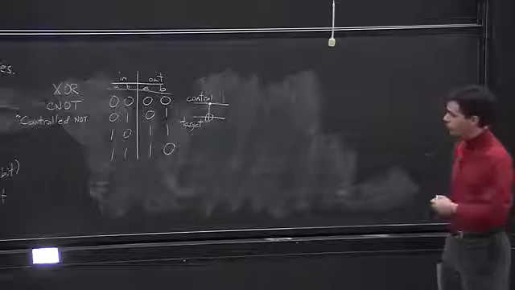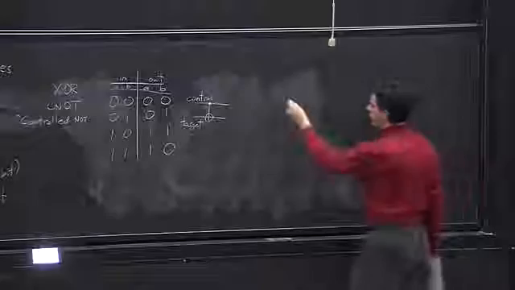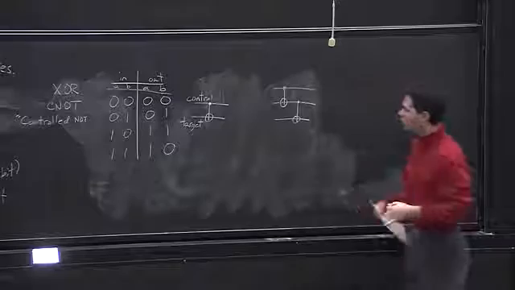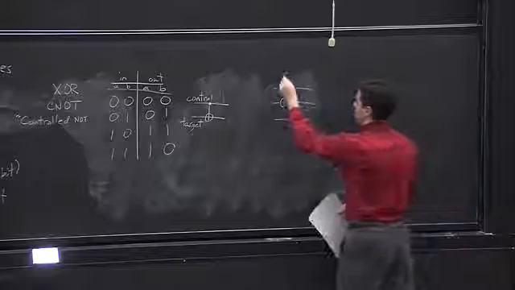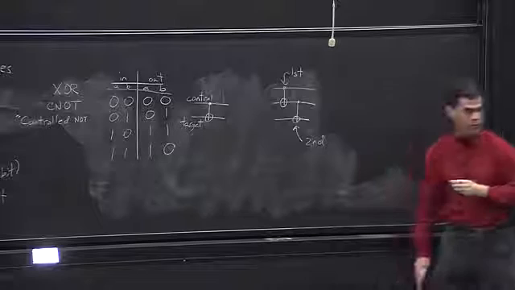And then you can start to put these together to make a circuit. And like I said, time will go from left to right. So for instance, if you have a circuit that looks like this, this means do a controlled NOT from the first bit to the second bit, and then do a controlled NOT from the second bit to the third bit. Okay? So any questions on this so far?